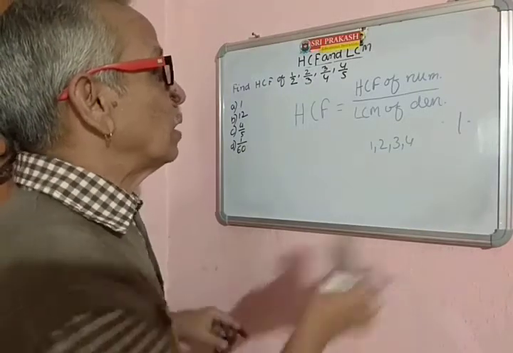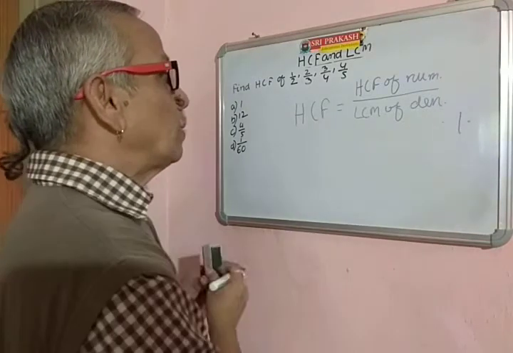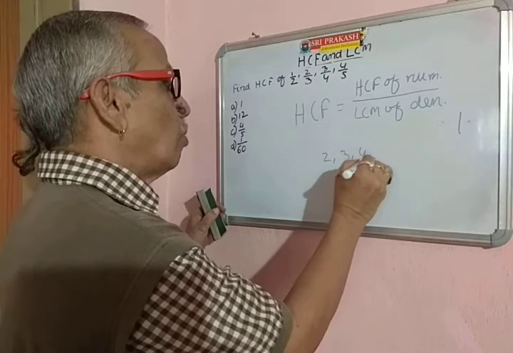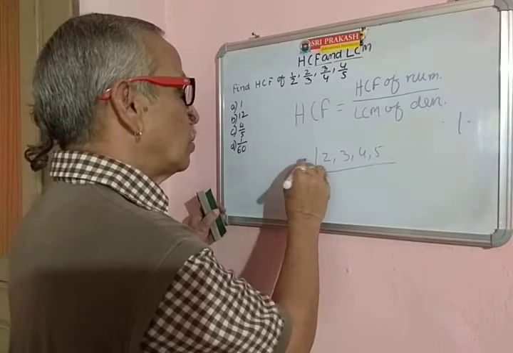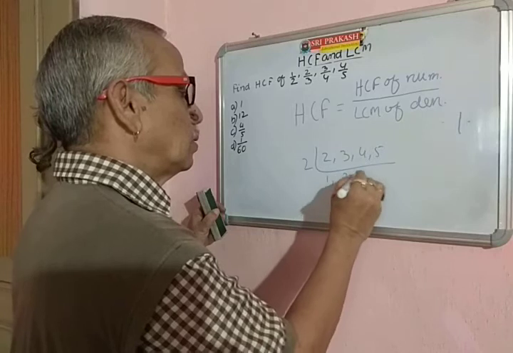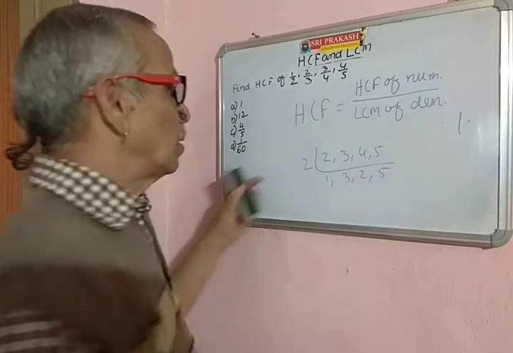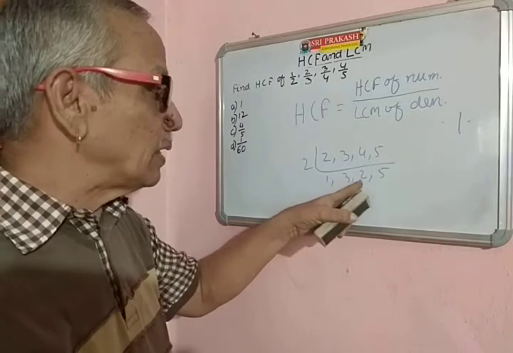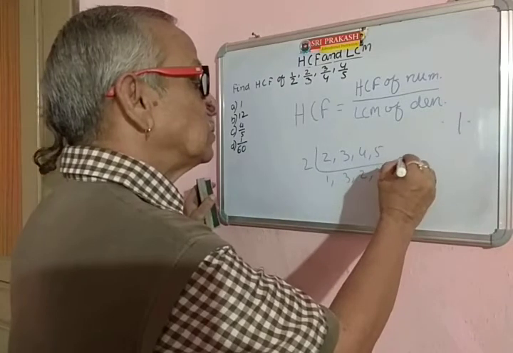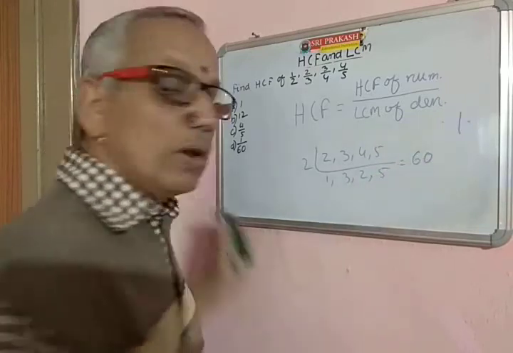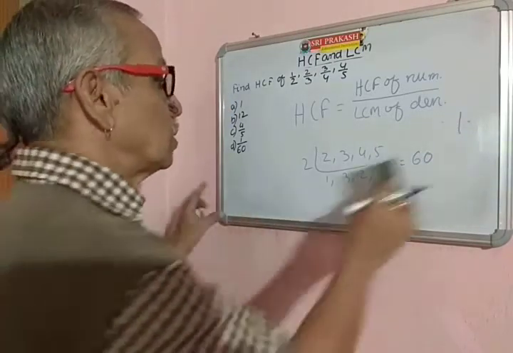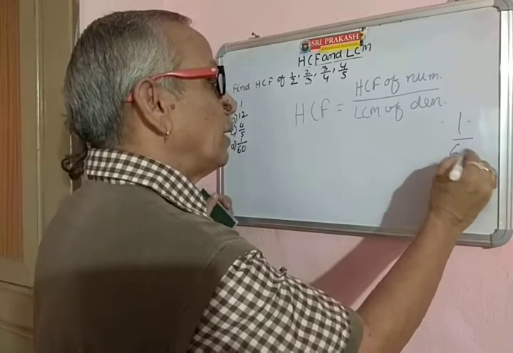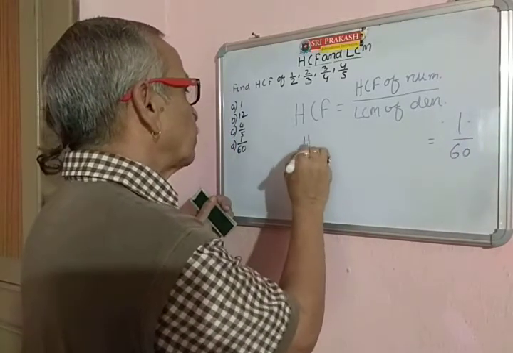And what is your LCM of denominator? 2, 3, 4 and 5. 2 ones are 2, 2 threes are 6, 6 fives are 30. Multiply: 2 threes, 6. 6 fives, 30, hmm, 2 sixes, 12, 12 fives, 60. So 60 will be your LCM. So HCF of your given fractions will be 1 by 60.